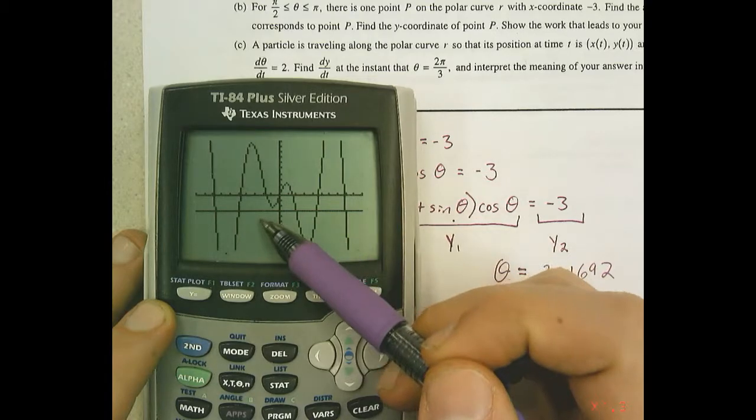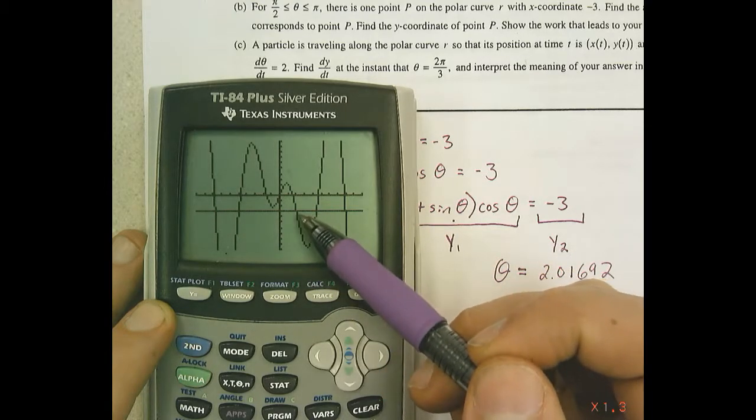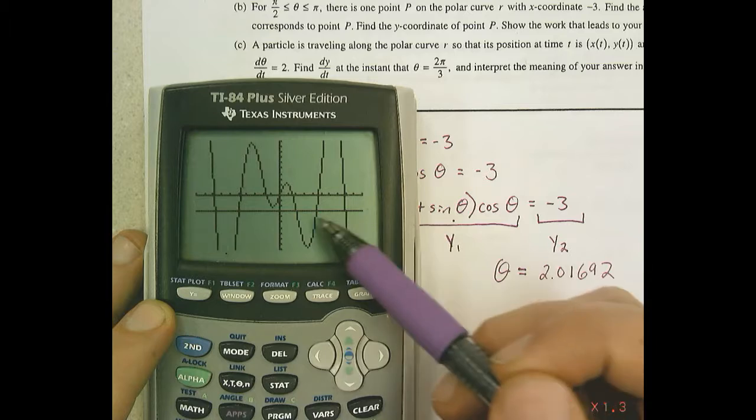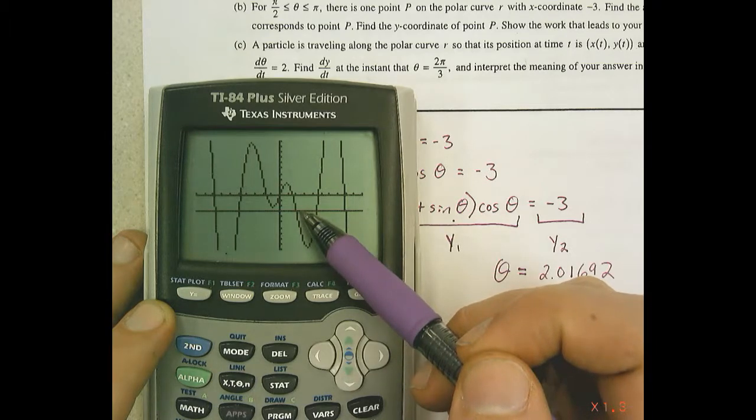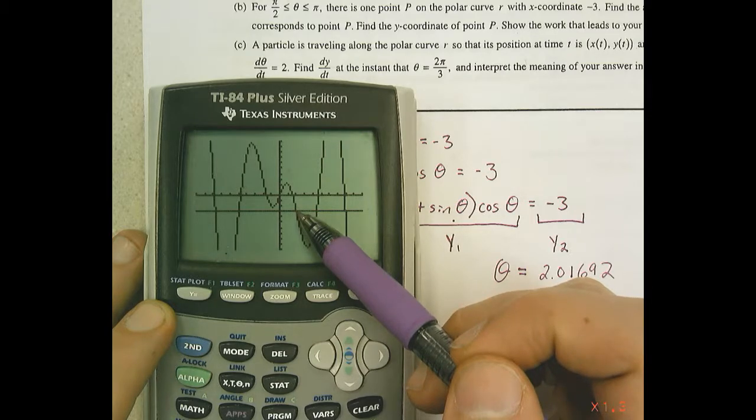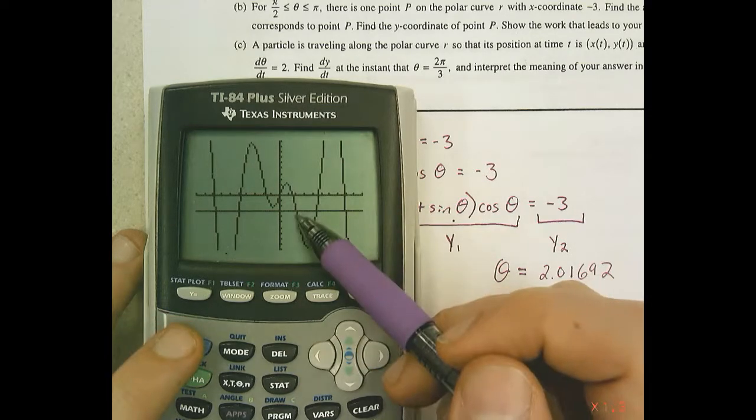Where does this intersect -3? We see more than one location, but there's probably only one of these that occurs between pi halves and pi, and it's that location right there. So we need to know exactly what that is.